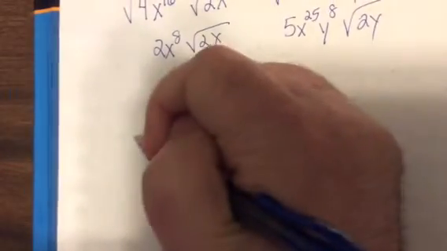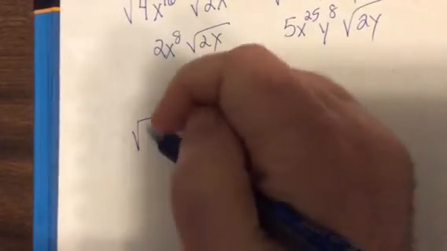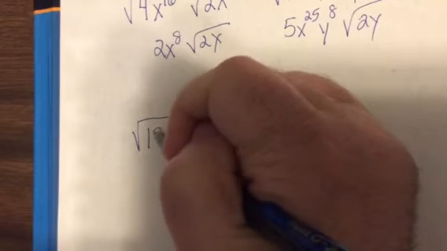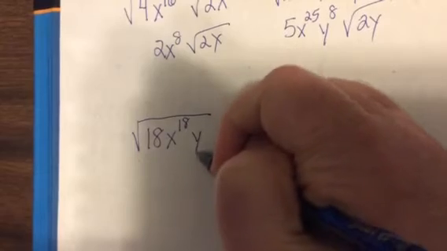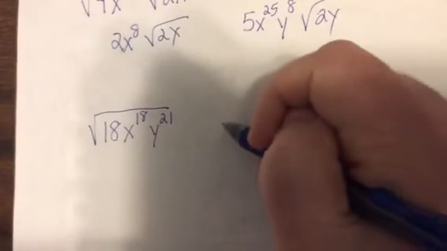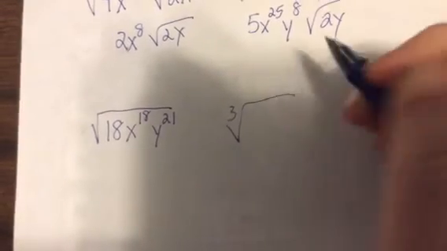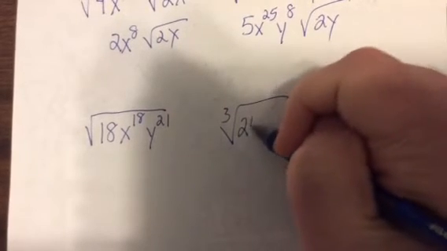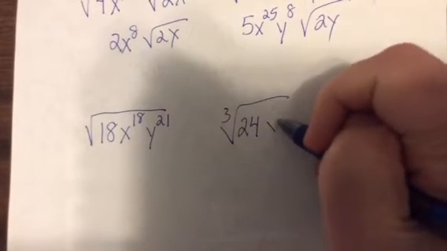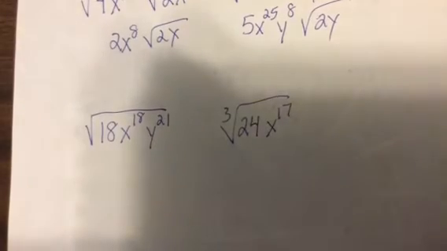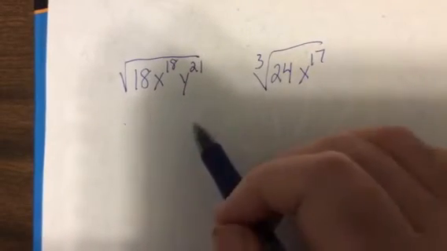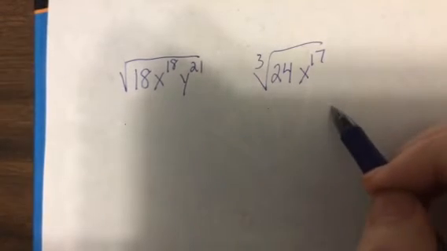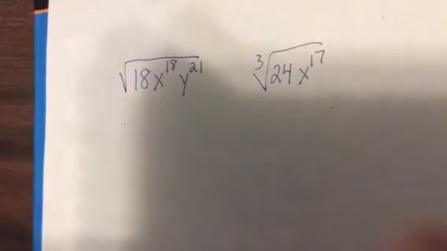So try these two on your own. Square root of 18x to the 18th, y to the 21. And try cube root of 24x to the 17th. So break this up into perfect square, not perfect square. Perfect cube, not perfect cube. So turn me off and do it, and then turn me back on.